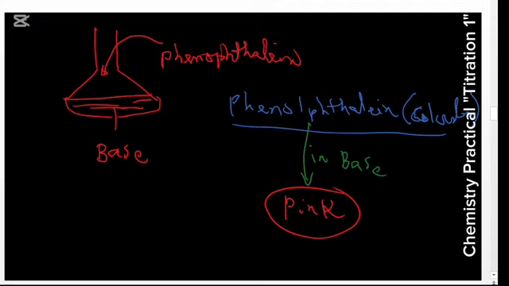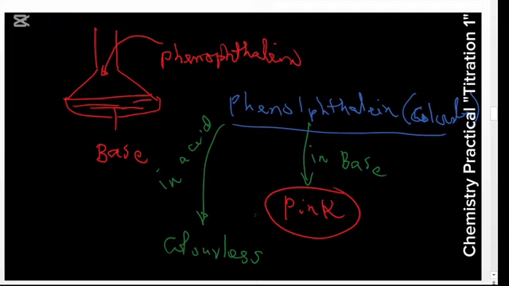Okay, in an acid, so in an acid, the color is going to be what? Colorless. So we can see this is what is happening: the color of phenolphthalein in an acid and the color of phenolphthalein in a base. So you're supposed to be familiar with these colors and understand how it operates. Okay, so we proceed.